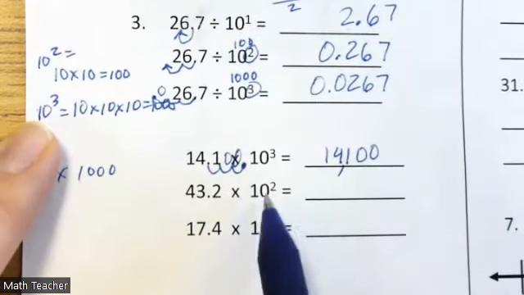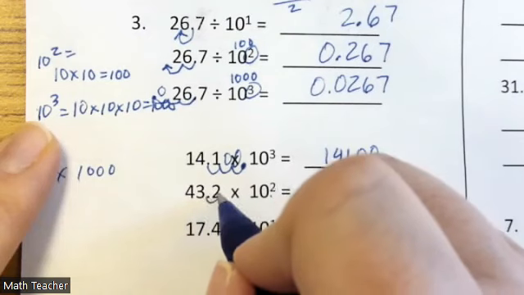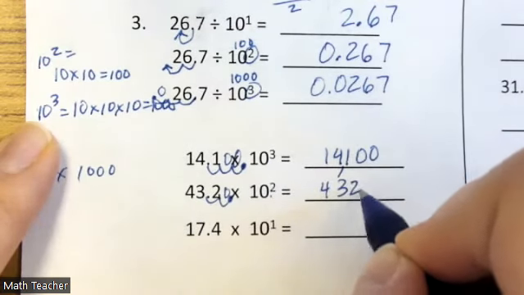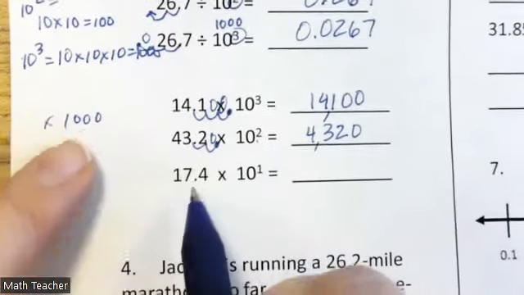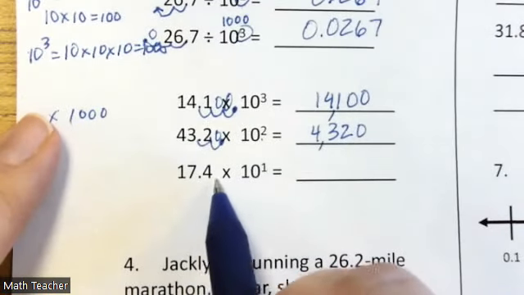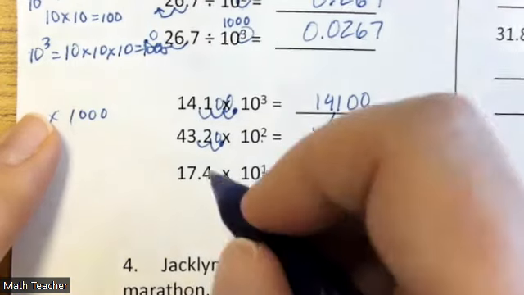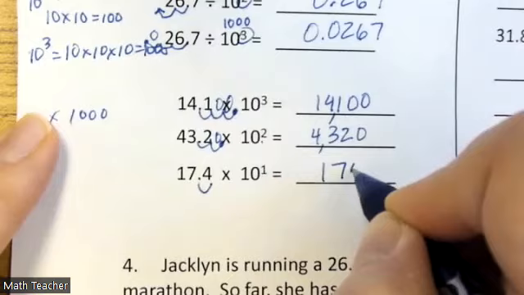14100. Okay, 10 to the second power, 1, 2. That empty space gets a 0, 4, 3, 2, 0. Okay, 17.4 times 10 to the first power, we move our decimal 1 place to the right. So we get 174.